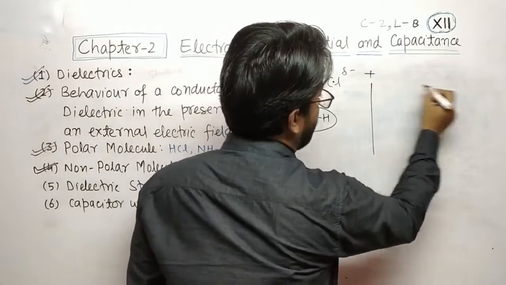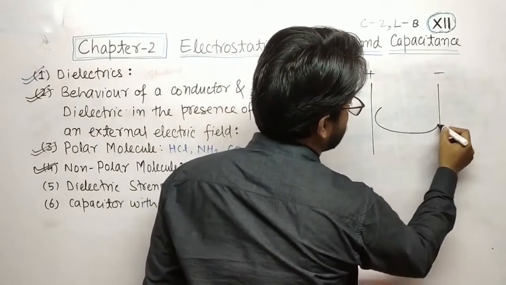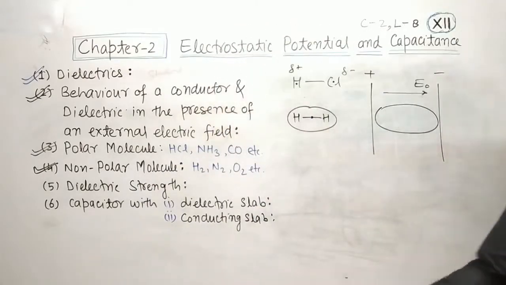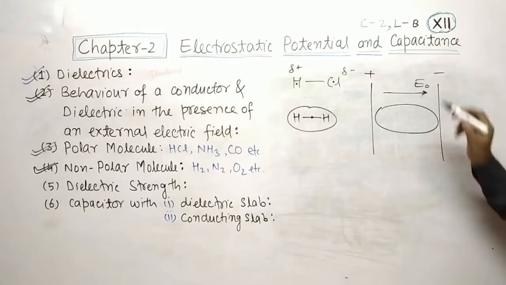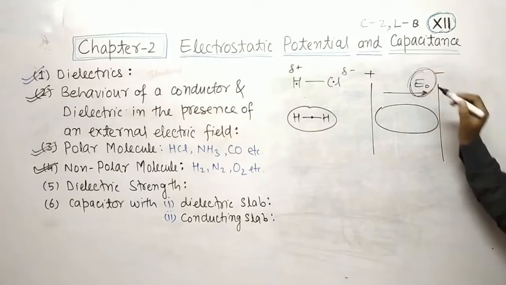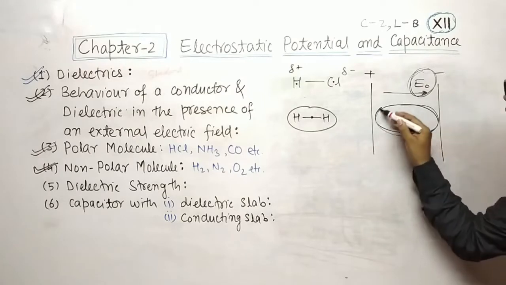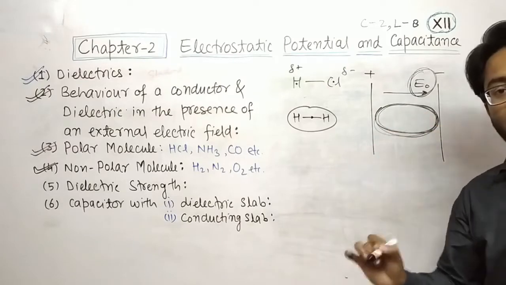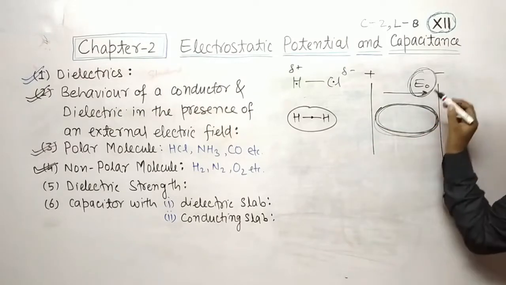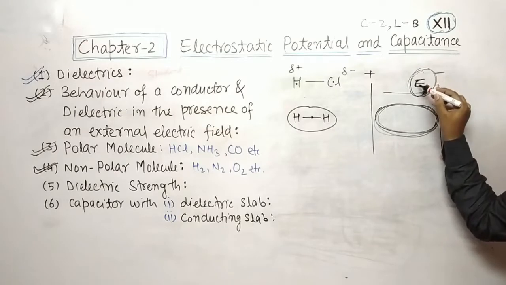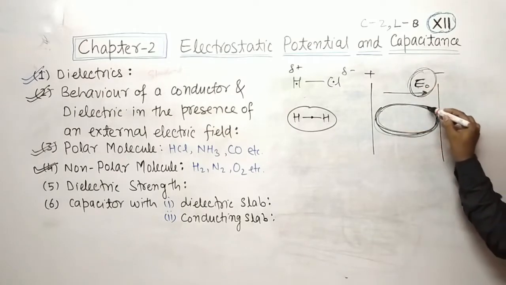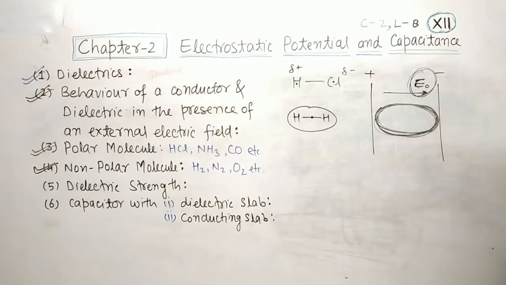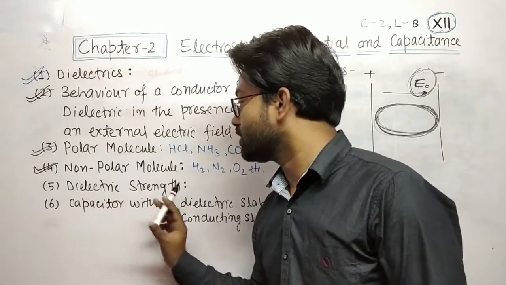Next point, dielectric strength. When a dielectric material is placed inside an external field, the maximum external field within which the dielectric material behaves like a dielectric material, means the maximum external field that can be applied to a dielectric material before it breaks. That is the dielectric strength.